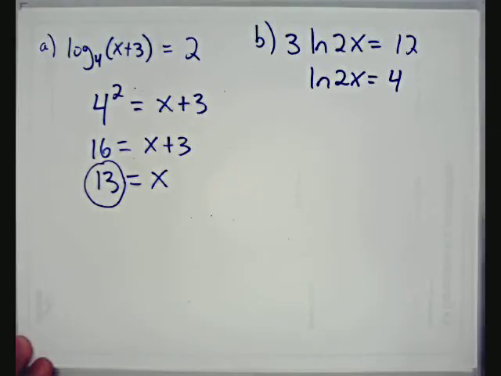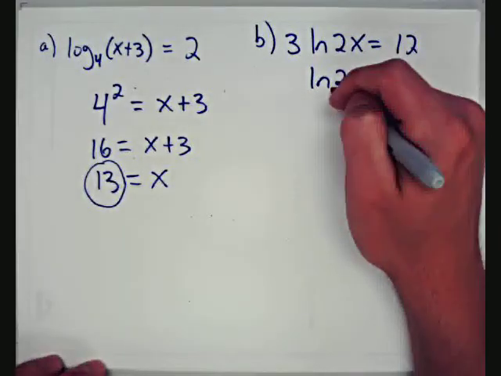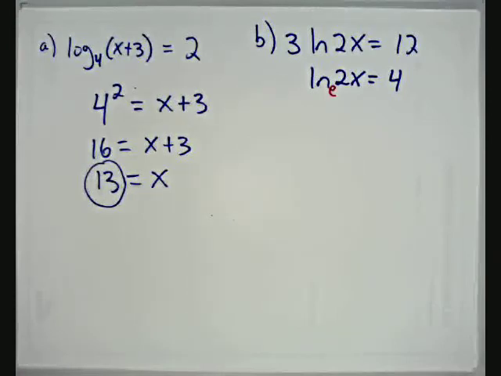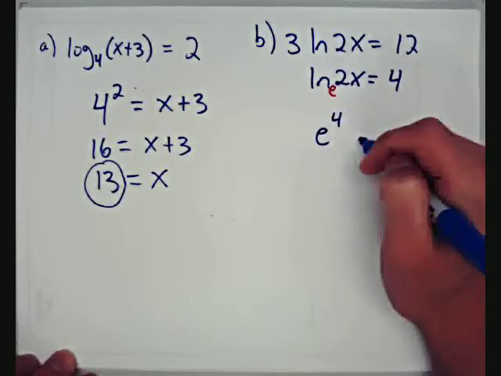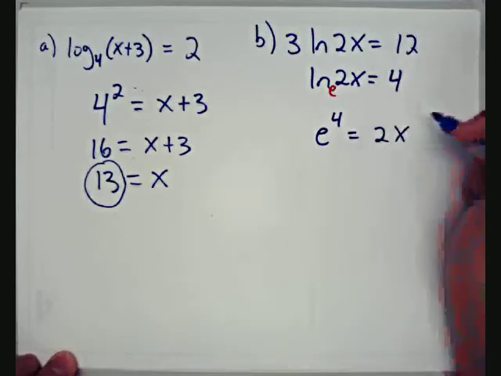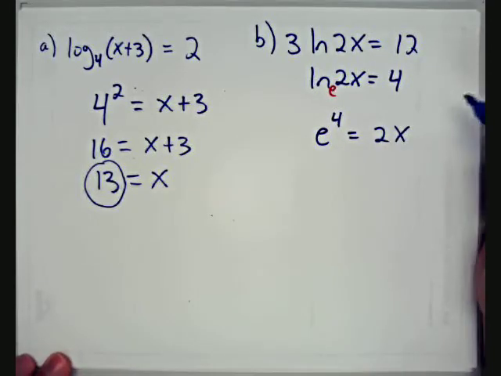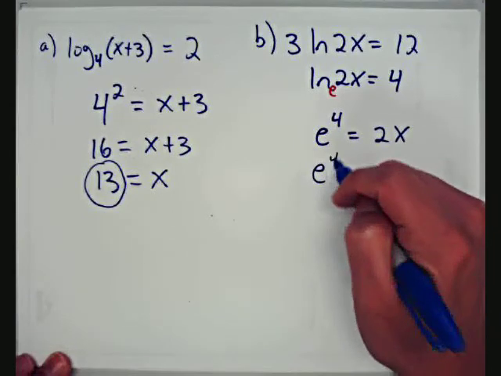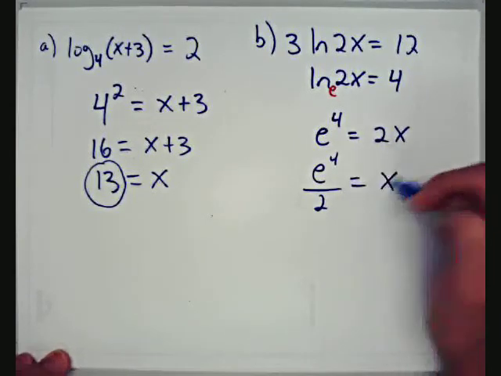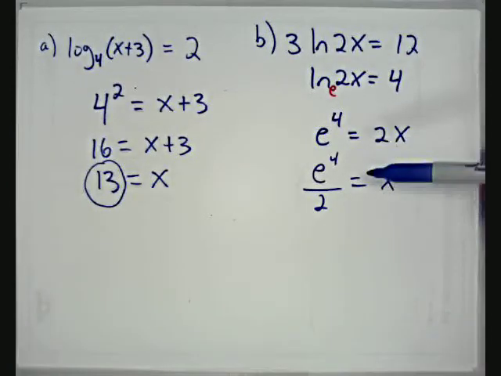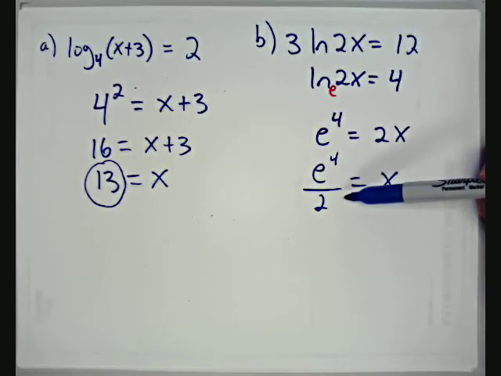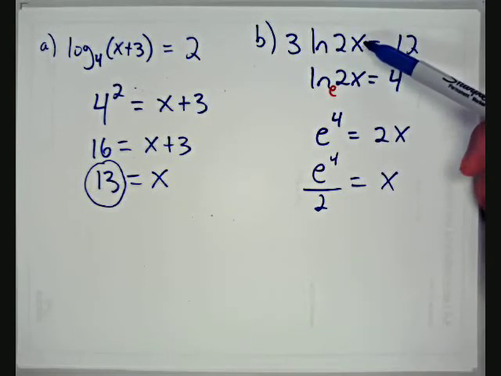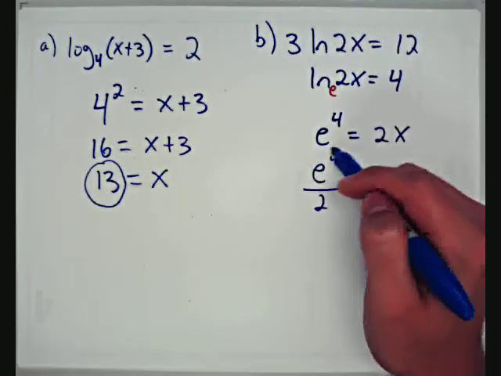Now that it's in the correct format, use the definition of the log. Remember that the base of natural log is not written. It's an e, so the base is e. Using the definition, the base of the log becomes the base of the exponent, e to the 4th power, and that will equal 2x. Last part of our problem, to get x alone, is to divide by 2. So e to the 4th power divided by 2 equals x. Remember, e is 2.71, so raised to the 4th power is still positive, divided by 2 is positive. And if you substitute that in here, 2 times a positive will be positive. So this is our solution.